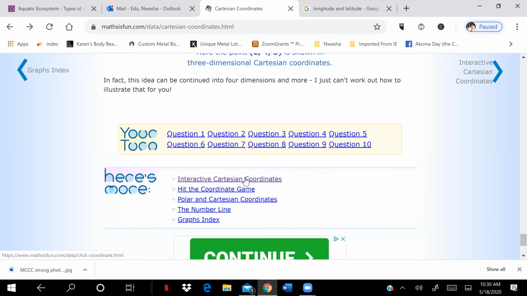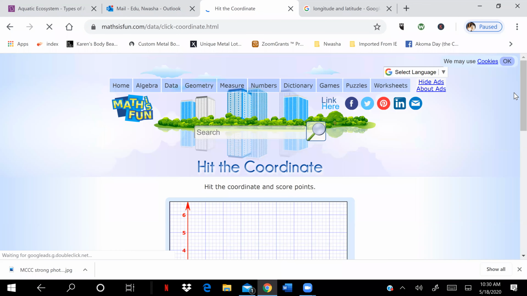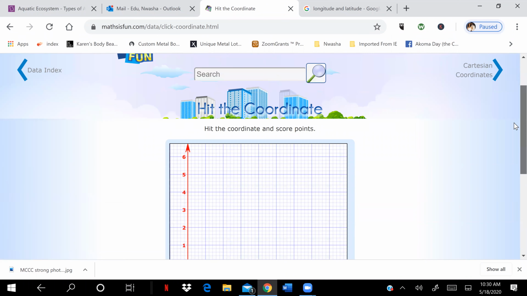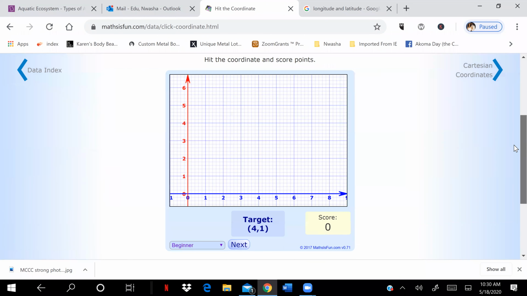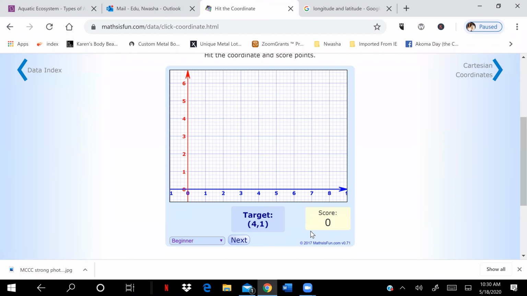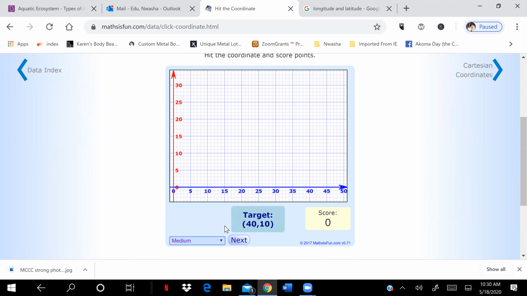The other things that are on here under the here's more though, are just practicing the coordinates. So I think we did this one. We just clicked the interactive coordinates, but the hidden coordinate game, I'll list it. And if you want to do this, you can. So this is just saying that you're looking for your score to be as high as it can be. On the beginner, you only have the one quadrant again. When you click to easy or medium, it's going to go a little bit faster.